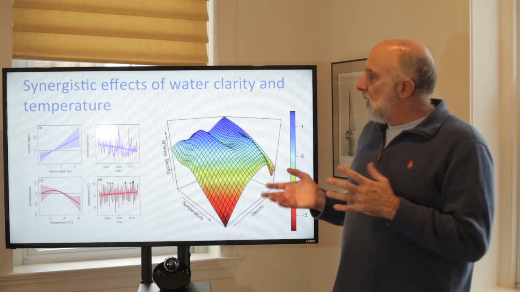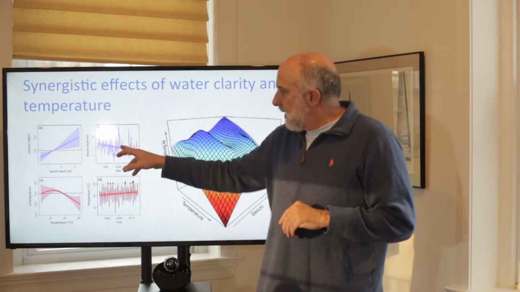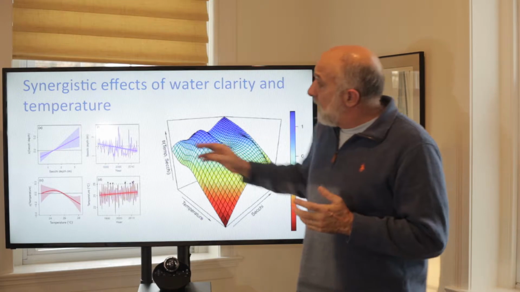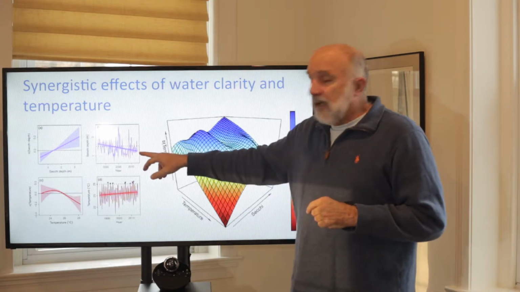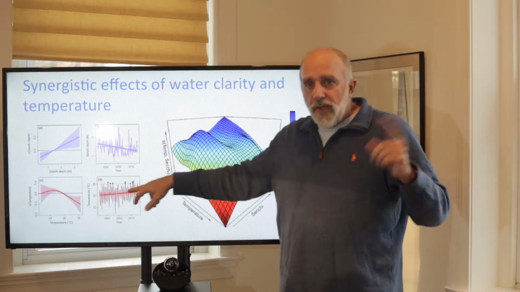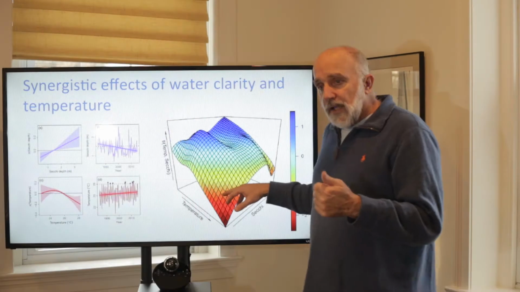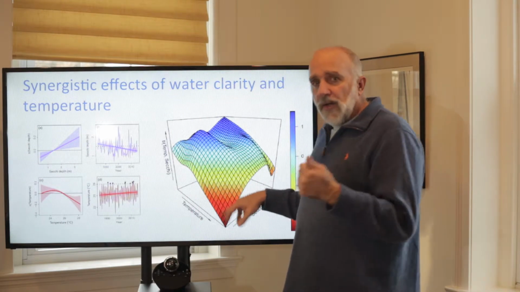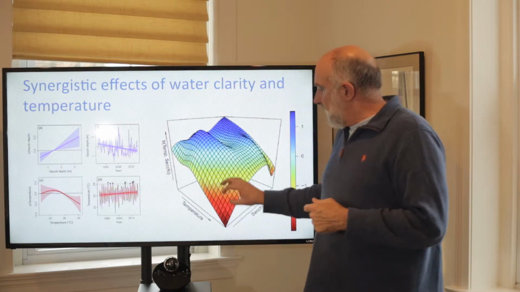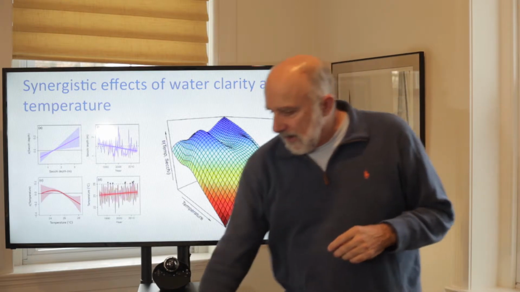We also looked at some models and some data that show that declining water clarity combined with increasing temperatures provide a synergistic effect, so that the combination of warmer water and cloudier water results in this eelgrass decline.